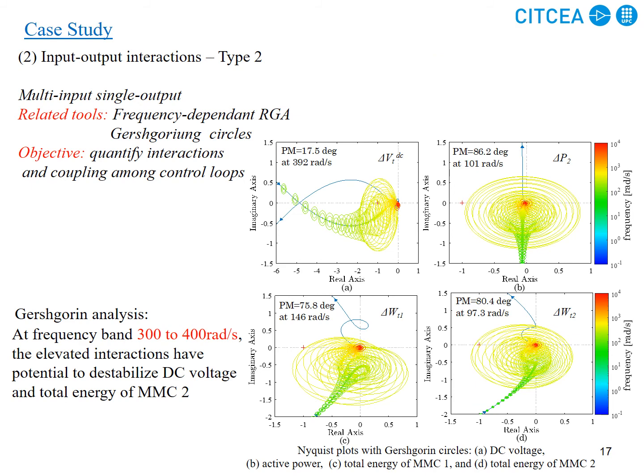The RGA analysis does not give information about the stability. It finds the frequency with elevated interactions. If we want to see whether those interactions are capable of making the system unstable, we can move to Gershgorin circle analysis. In this analysis, there are circles which are superimposed on the Nyquist diagram of 4 control loops.